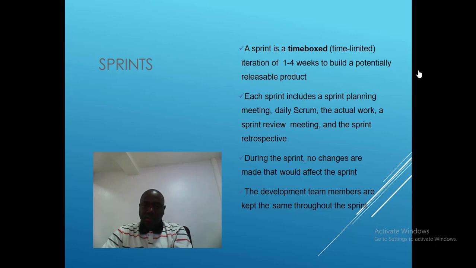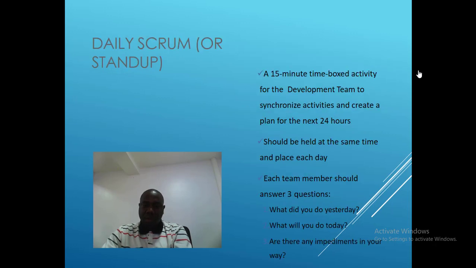All right. Then the development team members are also kept the same throughout the sprint. Members are not supposed to be changed within a sprint. They can be changed before or after a sprint. Then daily scrum or startup meeting. What does it involve? It is a 15-minute time box activity for the development team to synchronize activities and create a plan for the next 4 hours.